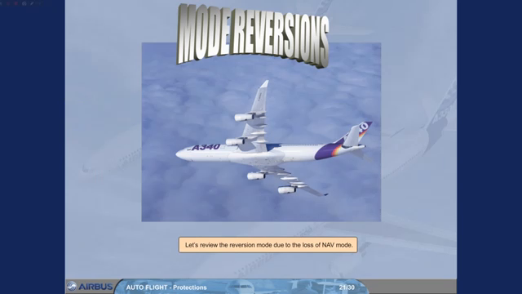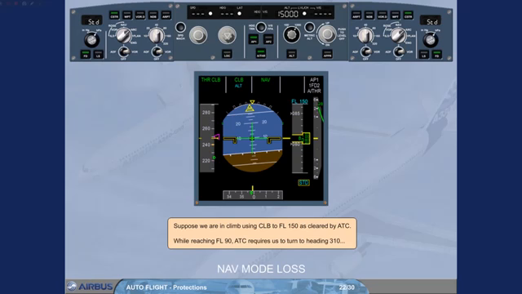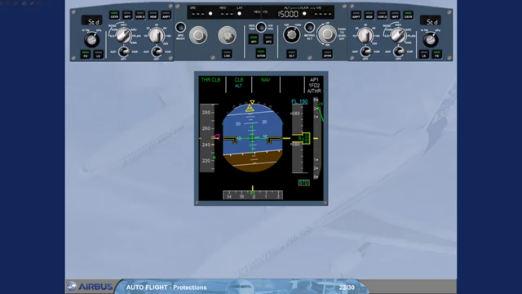Let's review the reversion mode due to the loss of navigation mode. Suppose we are in climb, using climb to flight level 150 as cleared by ATC. While reaching flight level 90, ATC requires us to turn to heading 310. We therefore select the FCU target heading to 310.